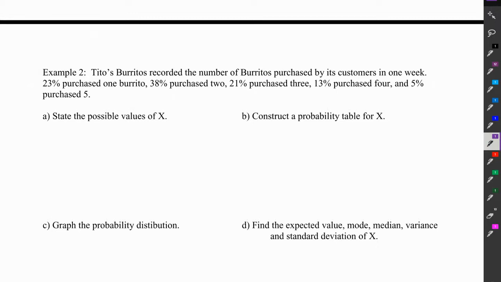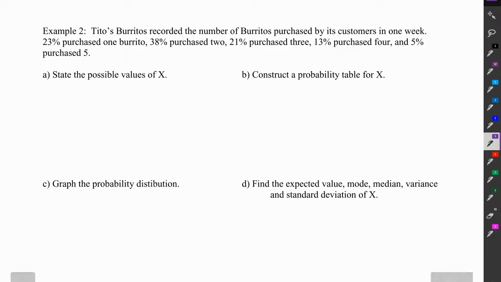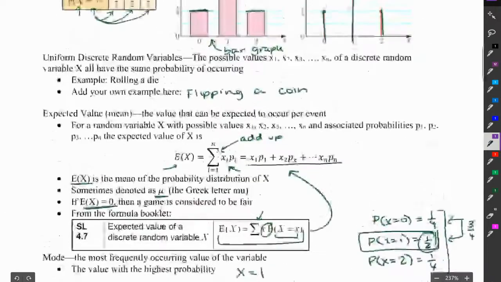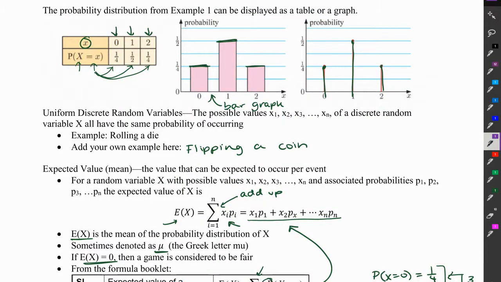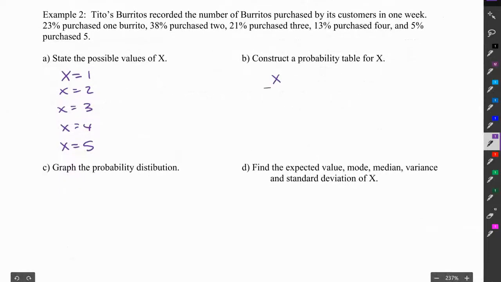So Tito's Burritos recorded the number of burritos purchased by its customers in 1 week. 23% purchased 1 burrito, 38% purchased 2 burritos, 21% purchased 3, 13% purchased 4, and 5% purchased 5. State the values of X. So X is 1, 2, 3, 4, 5. Construct a probability table. So we had a probability table up here, so we should refer back to it just to make sure we get the right notation. So our top is the lowercase x, and then it's the probability that big X equals little x. And then our x's are 1, 2, 3, 4, 5.